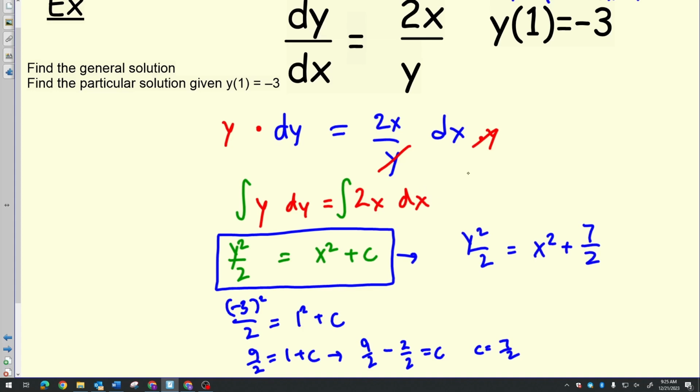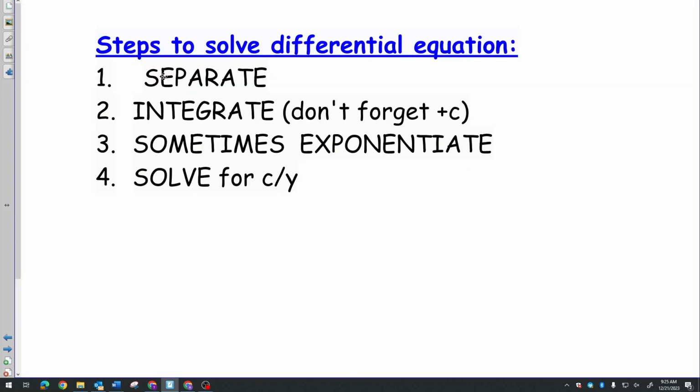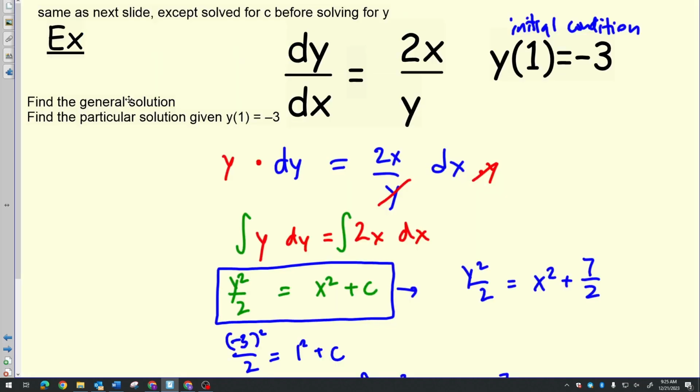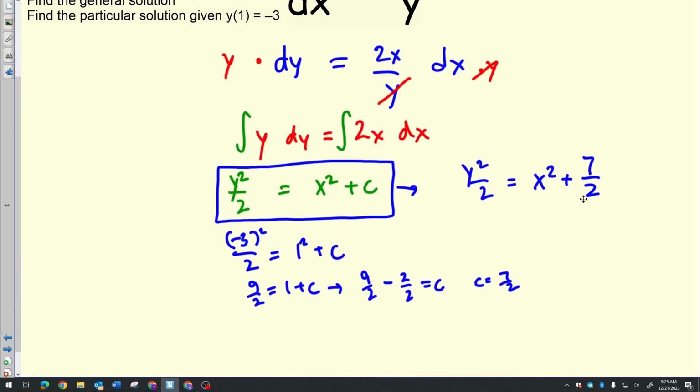And so if I look at the instructions on what I'm doing, first you separate, then you integrate. Don't forget Charlie. Sometimes you exponentiate. Let me just make a note. You only exponentiate if the y is stuck in an ln. And then you e both sides to get this y out of the ln. But we didn't have an ln y in our problem. And then you solve for c and y. So this is the step we're on right now. So we're going to solve for c, and now we need to solve for y.